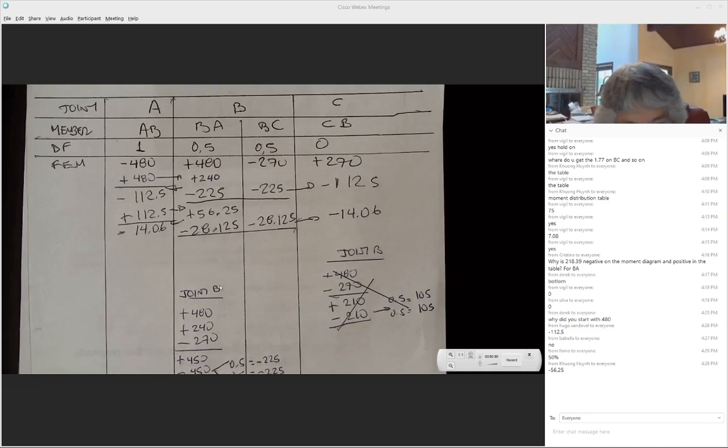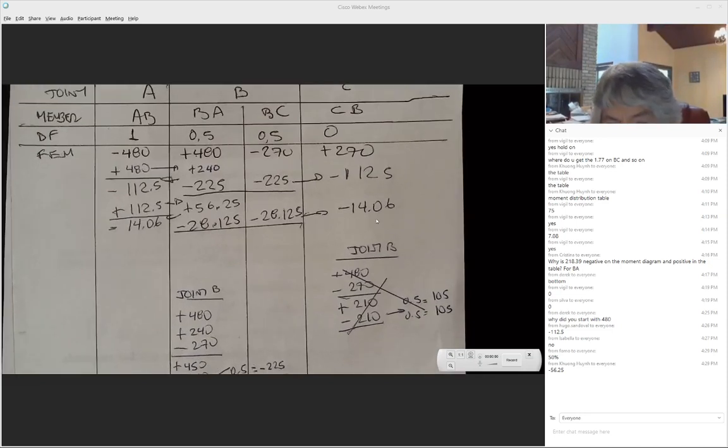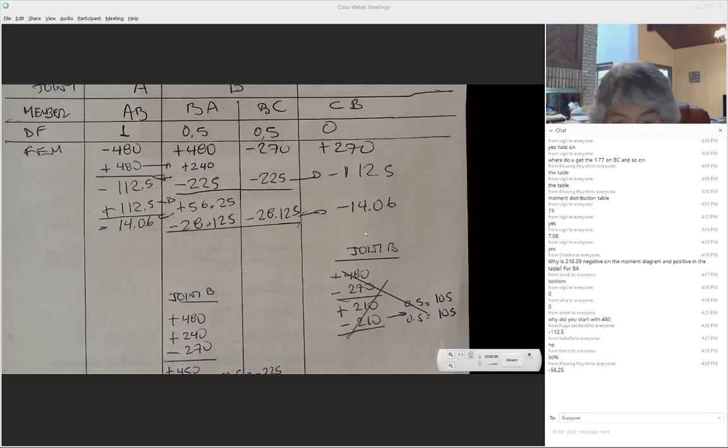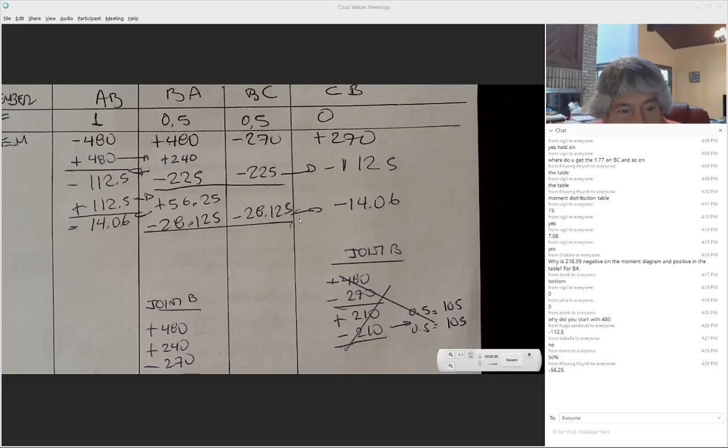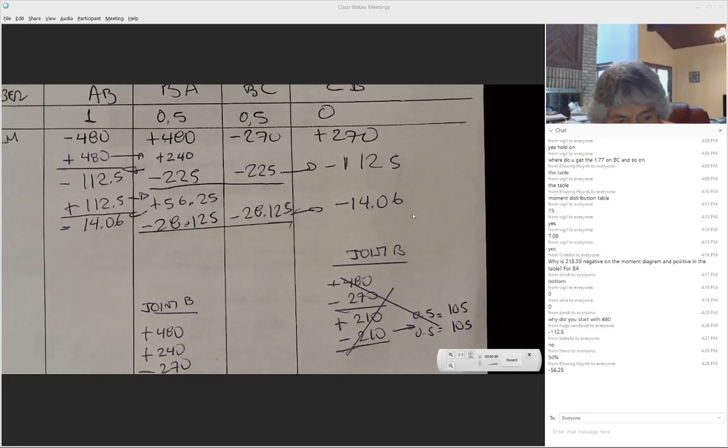If you look, 14.06 times 2 is 28.12. I'm throwing away these little things because it's an approximation, but I cannot throw large numbers away. So look, 28.1, 50%, 50%.